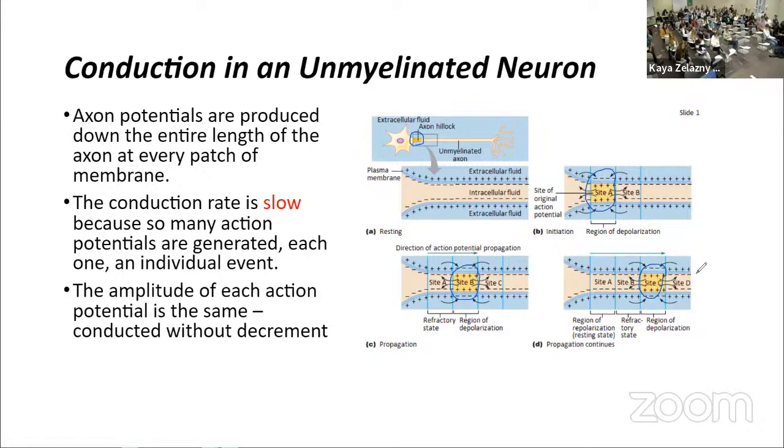So in an unmyelinated neuron, every single little patch of membrane has to undergo this process. Every little bit of the membrane is firing the action potential. So this actually is slower than what we're going to see happening in our myelinated neurons. The myelinated neurons, the ones that have insulation, can jump from patch to patch. They're going to skip parts of the axon, so they're going to be able to go a little bit faster. So we have a slow action potential here because it has to go through every little bit individually.